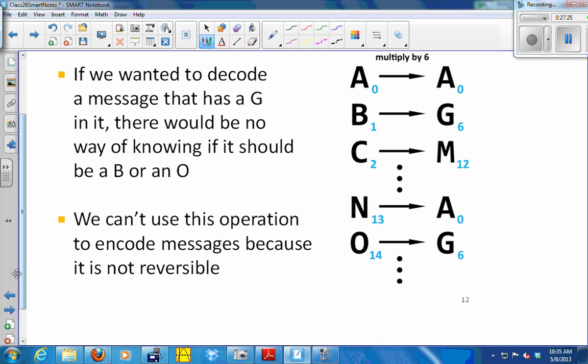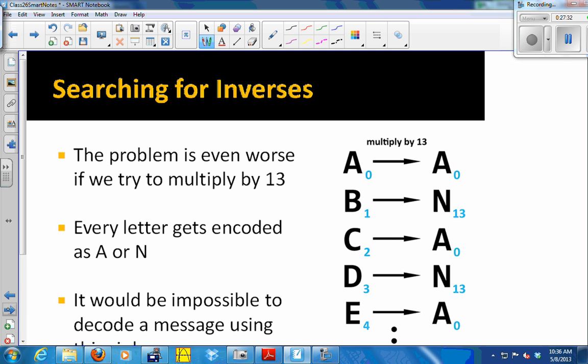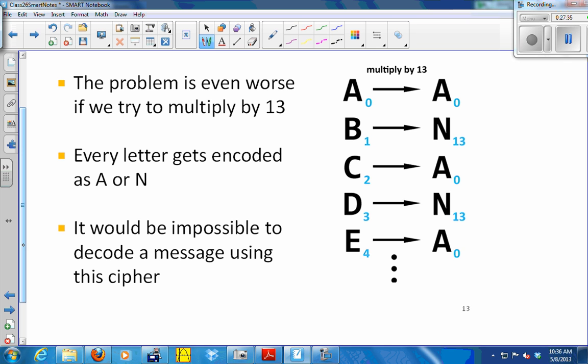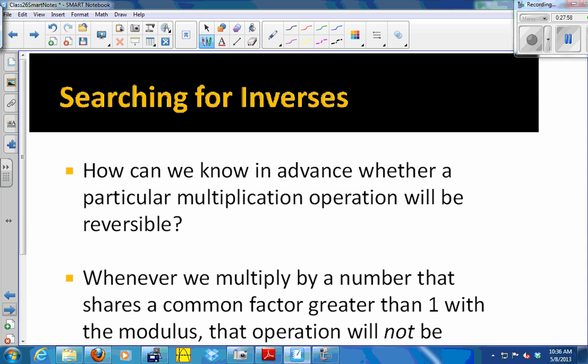If we wanted to decode a message that has a G in it, there would be no way of knowing if it started as a B or an O. Can't use this operation. It's not reversible. The problem is even worse if you try to multiply by 13. Every number gets encoded as either an A or an N. So it's impossible to decode a message that was encoded this way. All A's and N's, how do you undo that? 6 and 13 are not reversible.